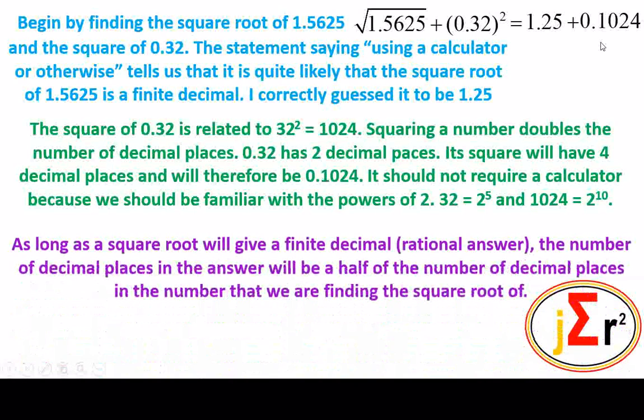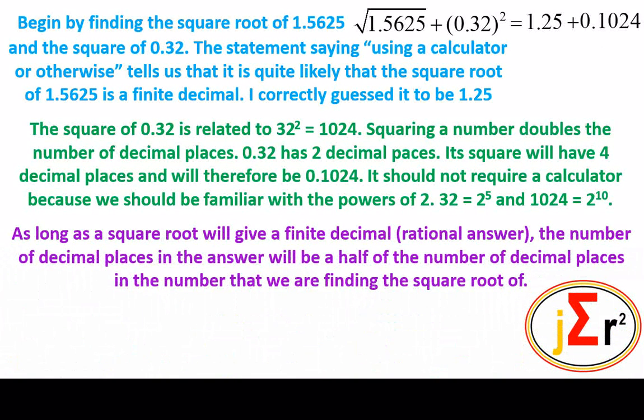That is the result. As long as a square root will give a finite decimal, which is a rational number, the number of decimal places in the answer will be half of the number of decimal places in the number that we find the square root of. And that might appear to be more than a mouthful. As long as a square root will give a finite decimal, notice that it gives a finite decimal. Well, if it would not give a finite decimal, we would not be told that we could do it otherwise from using a calculator. So we know that it is a finite decimal.